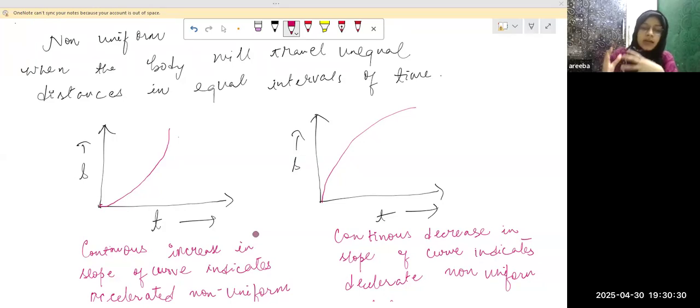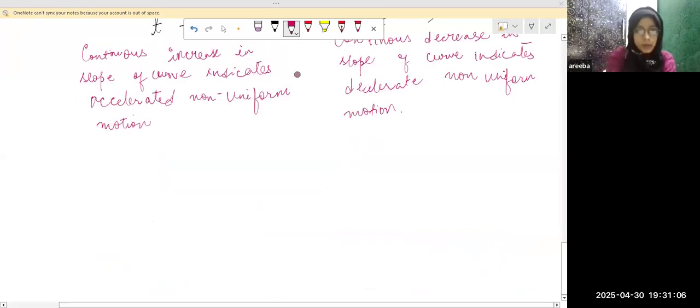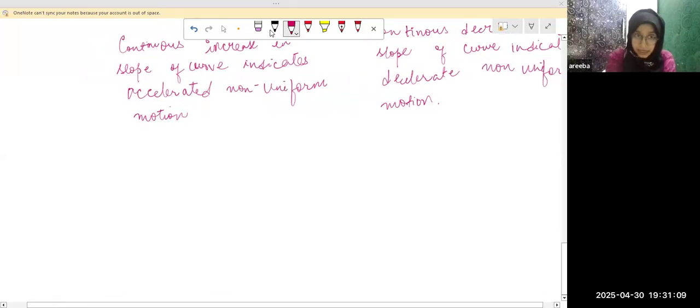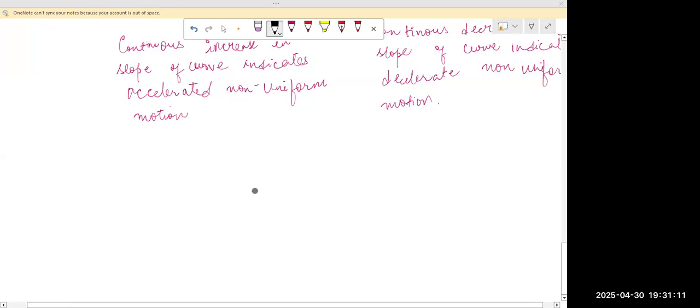Now let's discuss what kind of non-uniform motion we have. I have already briefed about it. First is accelerated non-uniform motion, and the other is decelerated non-uniform motion. So now I'm going to make the velocity-time graph of it. In the case of accelerated motion, I will show my speed increasing with time, and in the case of decelerated, my velocity will be decreasing with time. So let's write: non-uniform motion is of two types, accelerated non-uniform motion and decelerated non-uniform motion.